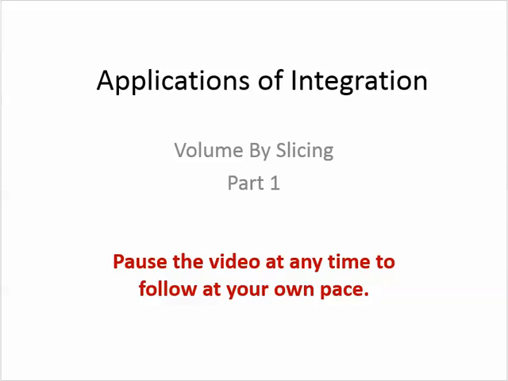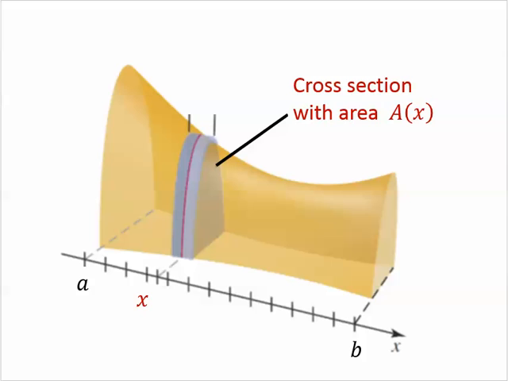Applications of Integration, Volume by Slicing, Part 1. Suppose we would like to find the volume of this solid. Imagine slicing the solid as if it were a loaf of bread. Each slice of bread is called a cross section.